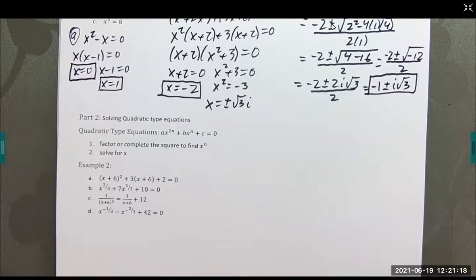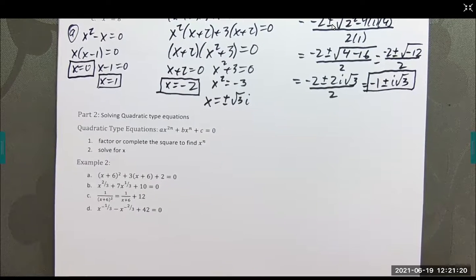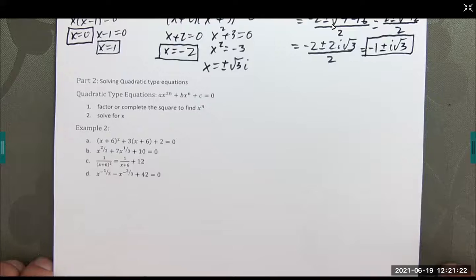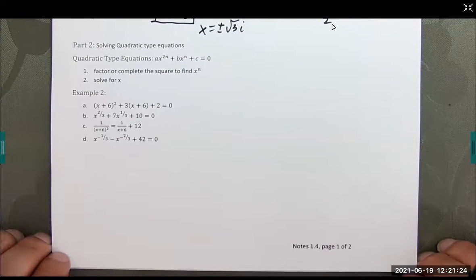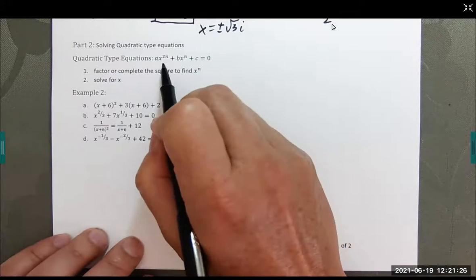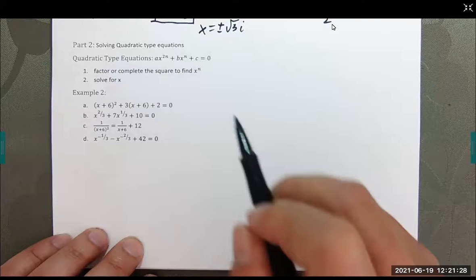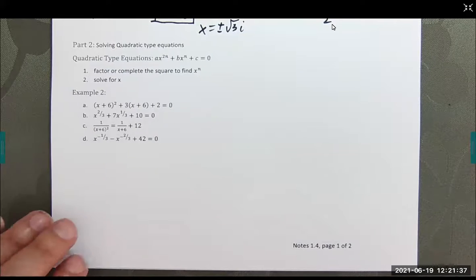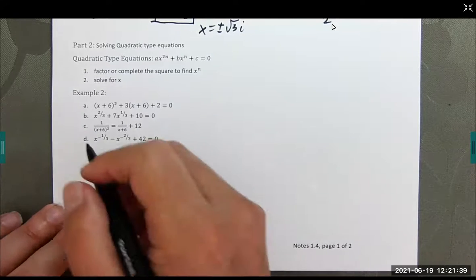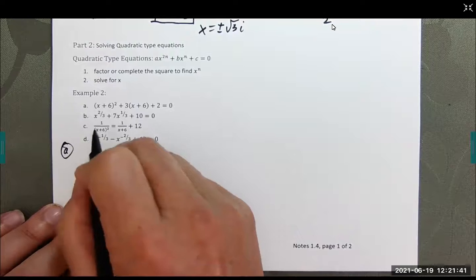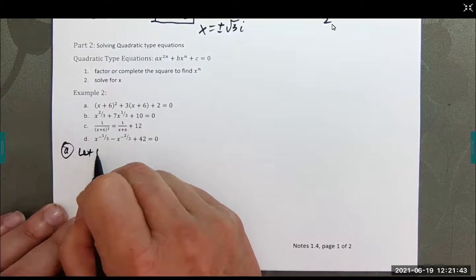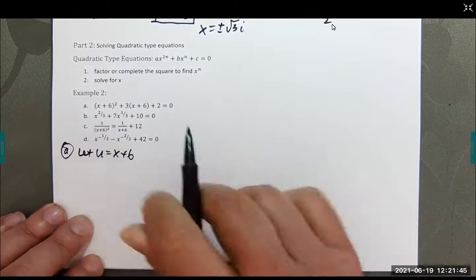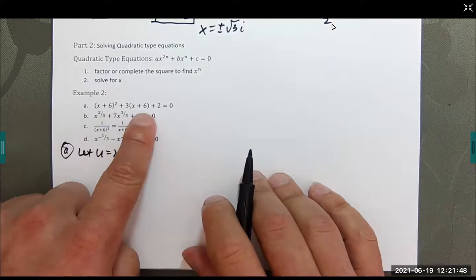All right, so now we have what are called quadratic-like or quadratic-type equations. What we mean by that is that this exponent is double the size of that exponent. Then we have this particular way of doing things. So what I'm going to do is this using a substitution. We can do this without a substitution, but I like using a substitution. So for part A, I'm going to let u equal x plus 6 because I see x plus 6 there and there.